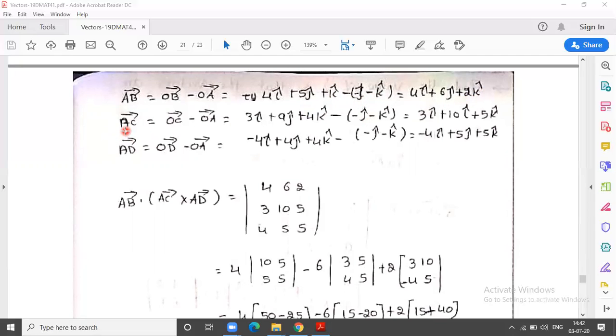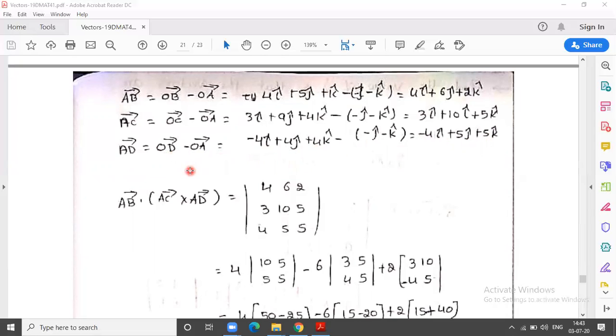Similarly, you have to find AC, which is given by OC minus OA. OC is the position vector, C is 3I plus 9J plus 4K. OA value is minus J minus K. If you subtract this OA from OC, you will get 3I plus 10J plus 5K. Similarly, find vector AD also, which is given by OD minus OA. OD is minus 4I plus 4J plus 4K, the value of position vector D, and minus J minus K is the value of A. If you subtract this from D, you will get minus 4I plus 5J plus 5K.